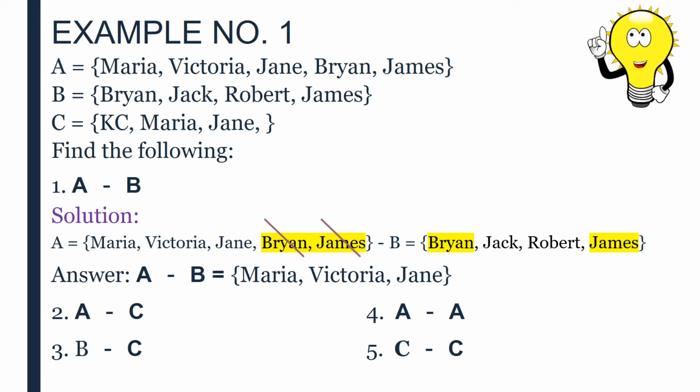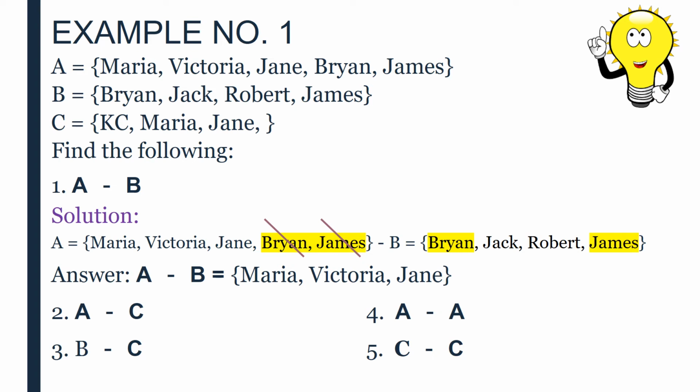So, same process. Lahat ng kapareho sa A mula sa C ay tatanggalin natin. So, si Casey, Maria, Jane, i-check natin sa set A. Ang kapareho niya ay Maria at Jane. So, tatanggalin natin si Maria at si Jane. So, matitira ay Victoria, Brian, and James. Okay? So, number 3, the same process yung ating gagawin.